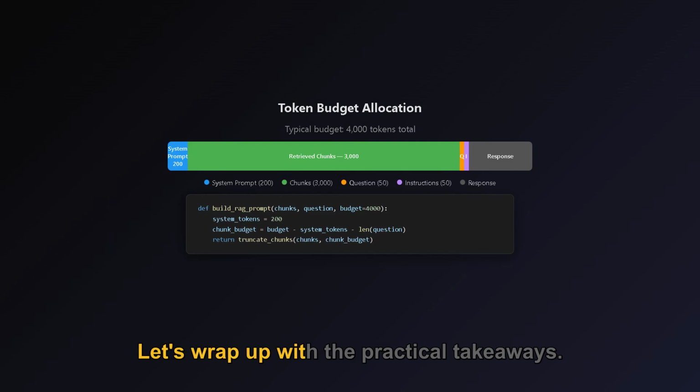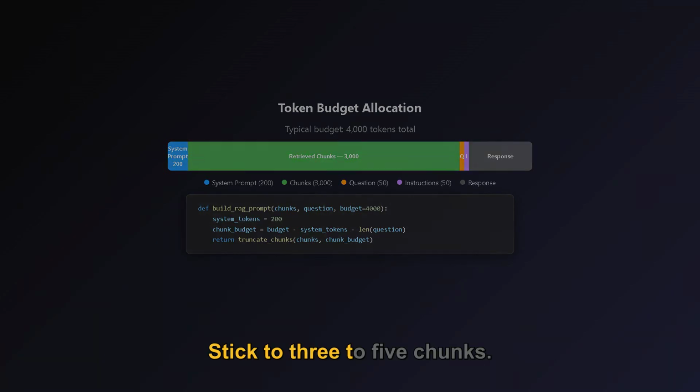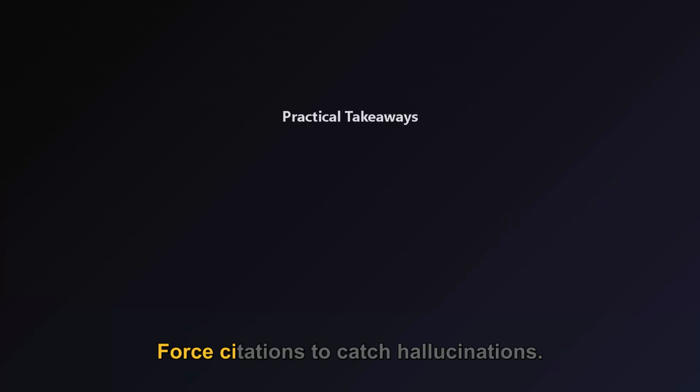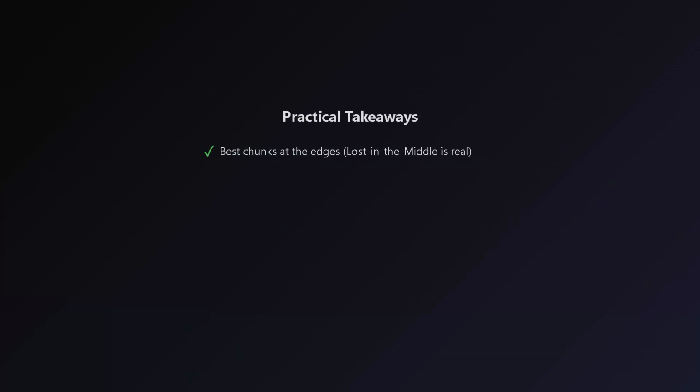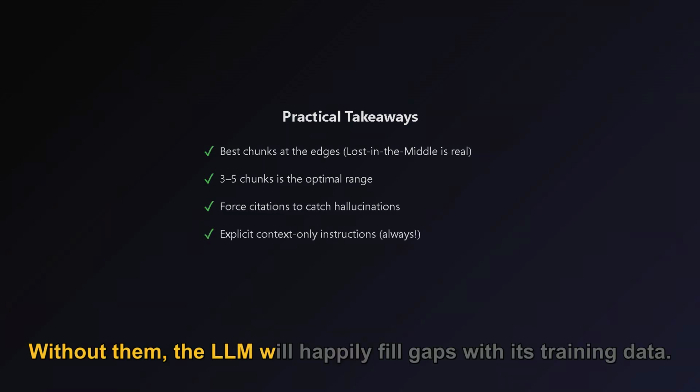Let's wrap up with the practical takeaways. Lost in the middle is real, so put your best chunks at the edges. Stick to 3 to 5 chunks. Force citations to catch hallucinations. And always include explicit instructions to use only the provided context. Without them, the LLM will happily fill gaps with its training data.